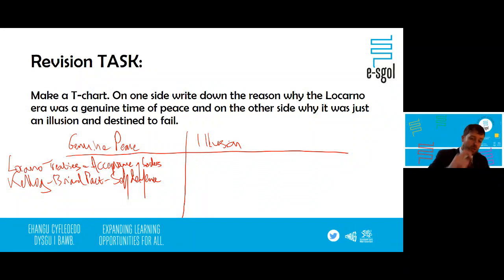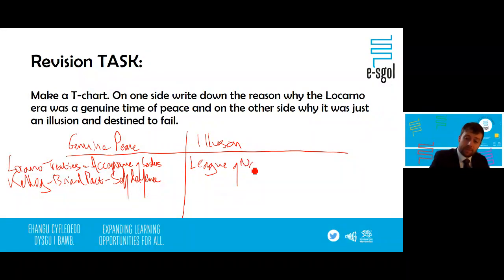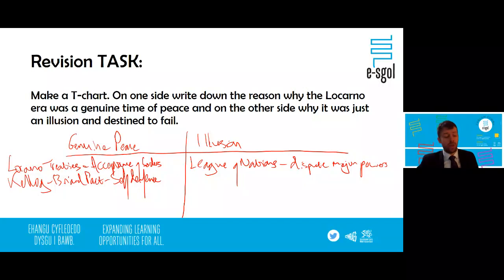One thing that some people may suggest was an illusion, creating the idea that it being an illusion of peace, was instead the League of Nations. Now, it was good at solving disputes between minor powers, but its dispute resolution between major powers was really poor. In fact, it failed to successfully solve a single dispute between major powers. An example of Italy and Abyssinia. What happened? Italy left the League of Nations. So it didn't successfully sort out a dispute between any major powers.